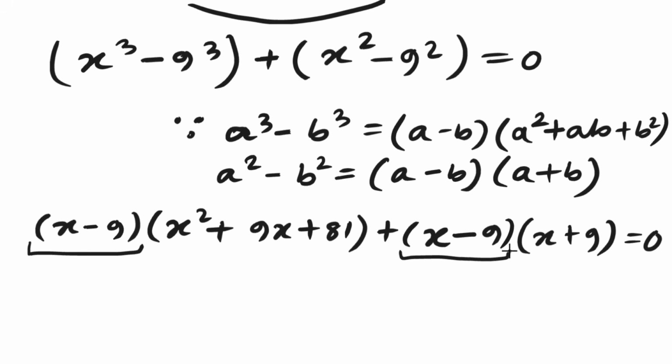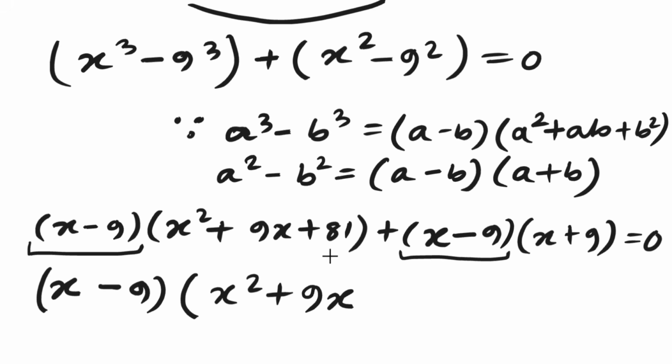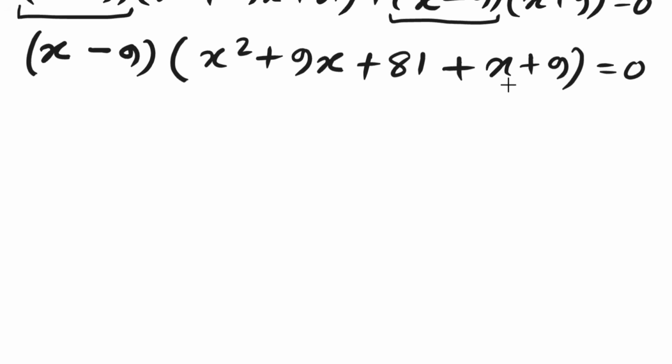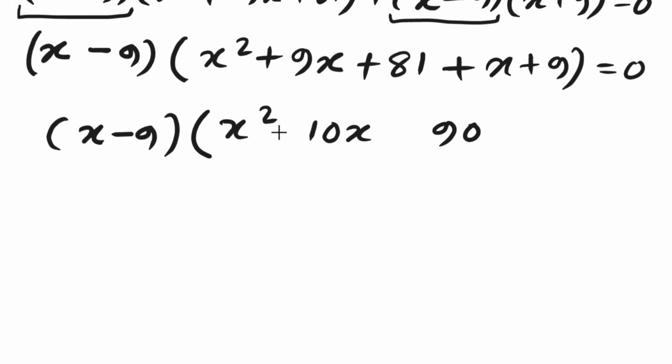Both terms contain the common factor x minus 9. Whenever every term has a common factor, we factor it out. Doing that gives us the quantity x minus 9 multiplied by the quantity x squared plus 9x plus 81 plus x plus 9 equals 0. Now let's simplify the expression inside the brackets. 9x plus x gives us 10x, and 81 plus 9 gives us 90. So we obtain the quantity x minus 9 multiplied by the quantity x squared plus 10x plus 90 equals 0. Now, apply the zero product property.